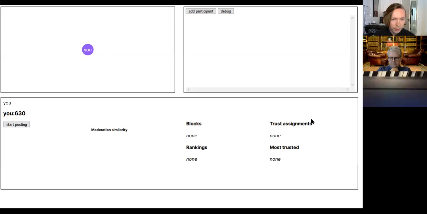And down here, we'll see stats and metrics that I just talked about. We'll see who we're trusting. We'll see who we're blocking and through whom we're blocking, actually. Here's where we'll see the Appleseed rankings, and here's where we'll see the most trusted participants based on the rankings. But it's kind of hard to understand anything here, so let's add a few participants.